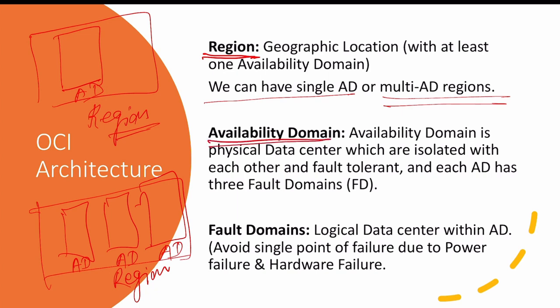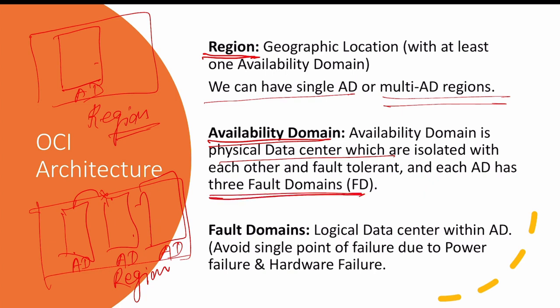If we talk about availability domains, these are physical data centers which are isolated from each other. When we talk about 2 availability domains within the region, these are physical data centers isolated from each other, and they are fault tolerant. In most cases, if one goes down, your workload will start from the other one. It's replicated between each other, so these are fault tolerant availability domains, and each AD has 3 fault domains.